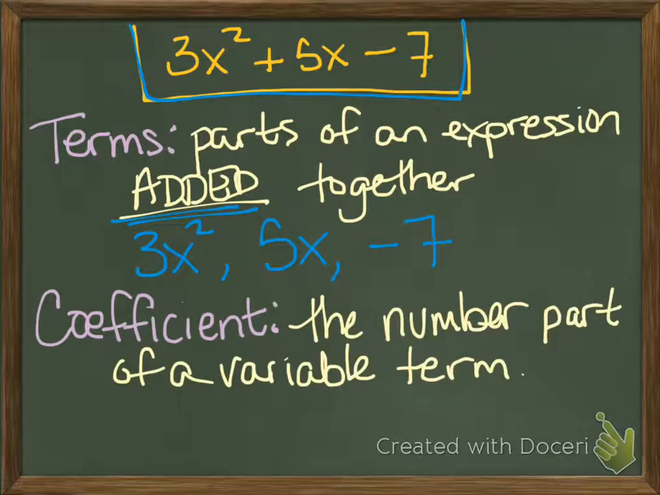A coefficient is the number part of a variable term. So again, looking at the example at the top, the term is 3x squared. The number part of that would be 3. The term is 5x, so the number part or coefficient is 5. And negative 7 isn't a variable term because it doesn't have a variable. So negative 7 is actually just considered a constant.